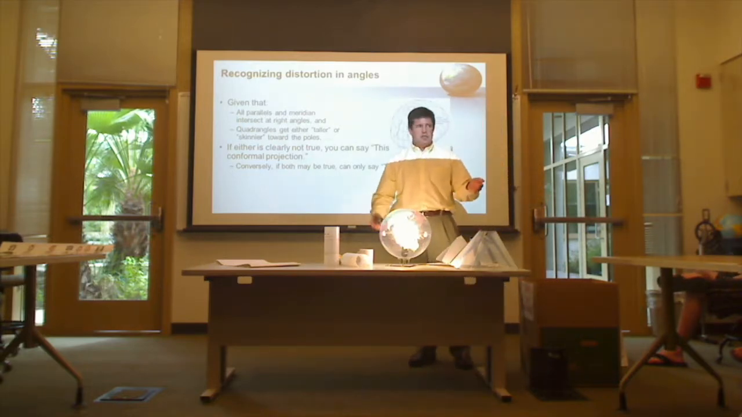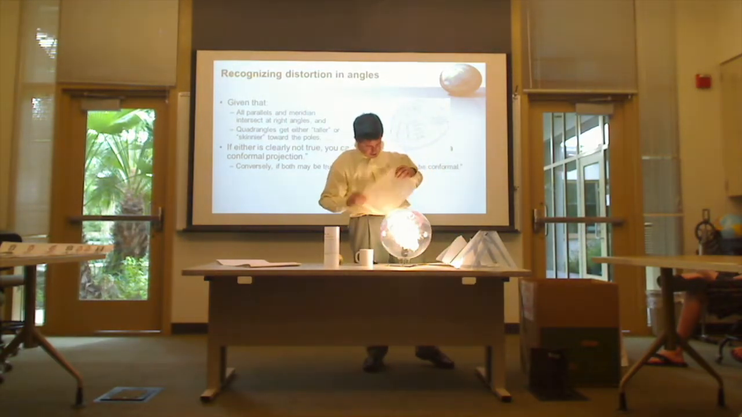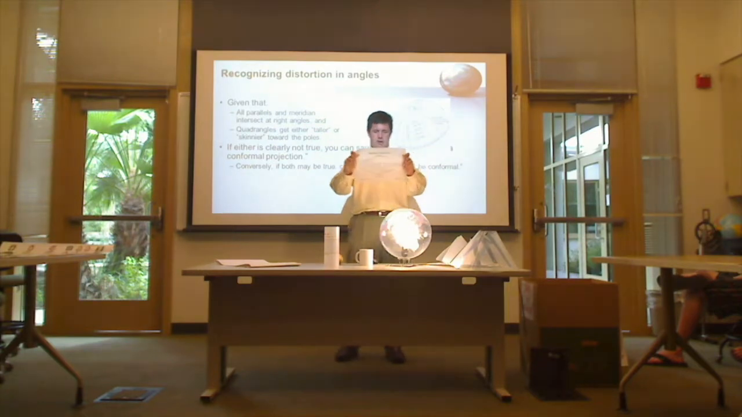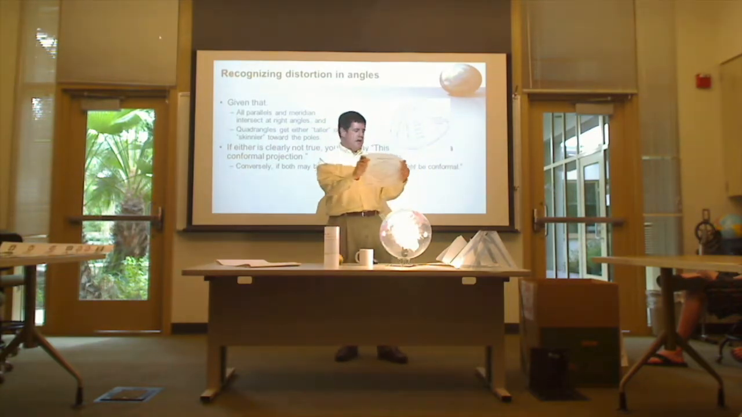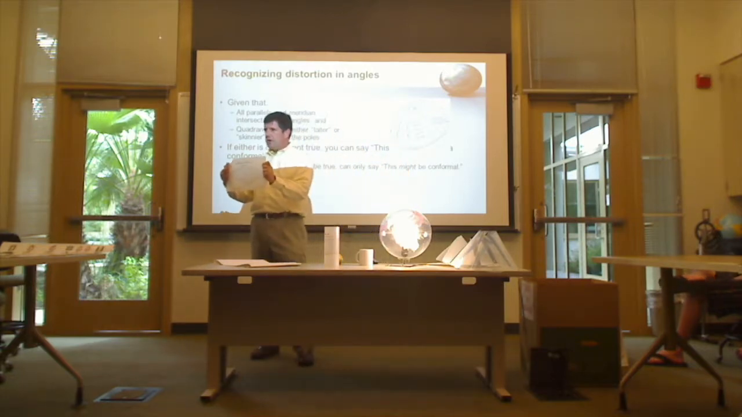So you see a map projection, like this one right here. You see the quadrangle lines crossing, and all the parallels are nice horizontal lines. All of the meridians are curved lines, so you know it's definitely not a conformal map projection.